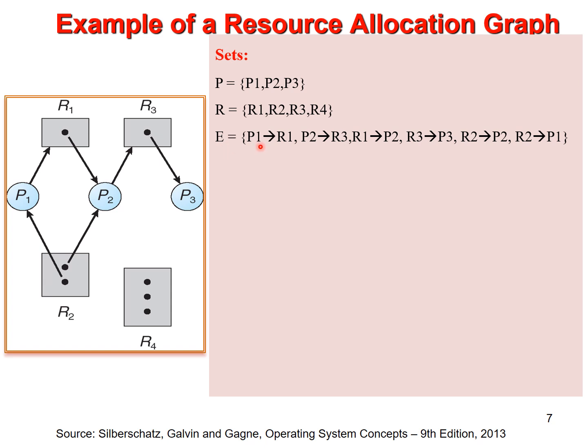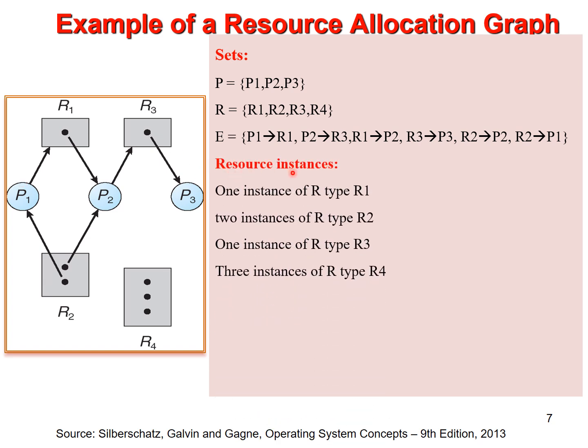So P1 is making a request to R1, this edge, and P2 is making a request to R3. And as far as the assignment edges are concerned, R1 is assigned to P2, R3 is assigned to P3, R2 is assigned to P2 and P1.